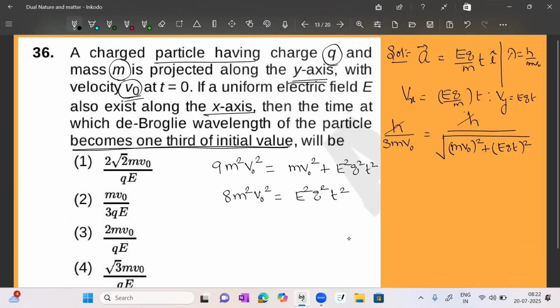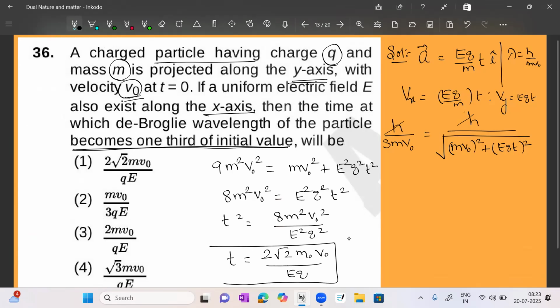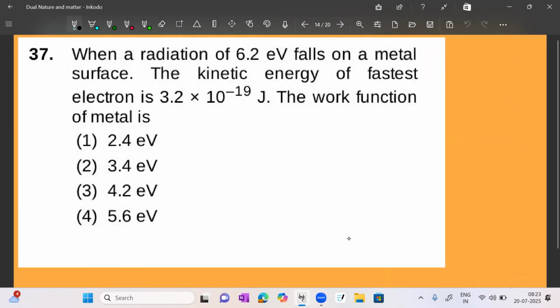Okay, so we want t square equals 8 m square v naught square by e square q square. So we take the square root. Root 8 becomes 2 root 2, so t equals 2 root 2 m v naught by e q. Yeah. So the next one, see here.